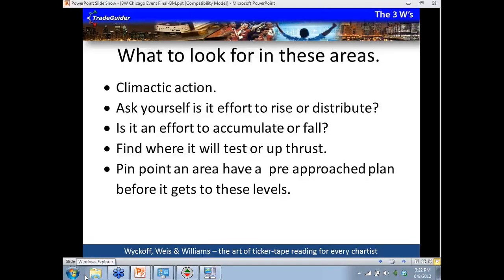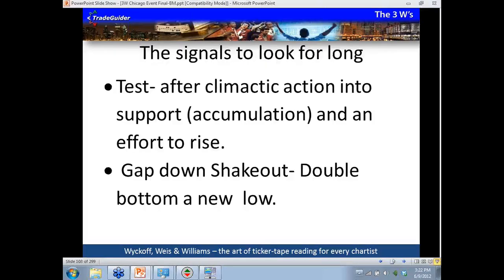Always have a plan. So, the signals to look for long: a test after climactic action into support and an effort to rise. Basically, you don't want to catch it as it's accumulating. We want to have it prove itself, pop out, pull back, and then take a ride with the trend.